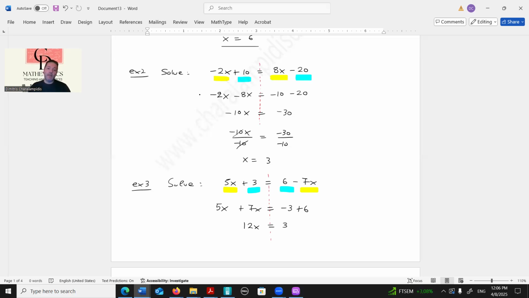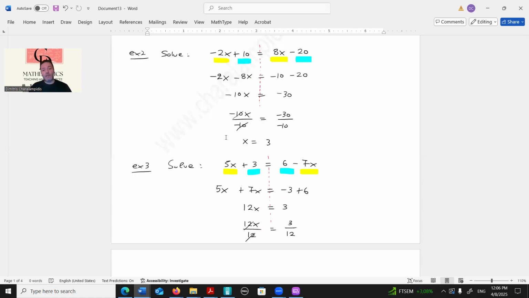And finally, I need to divide both sides by 12 so that x is left by itself. 12 over 12, they cancel out, and we are left with x being equal to 3 over 12. You can easily leave it like that.